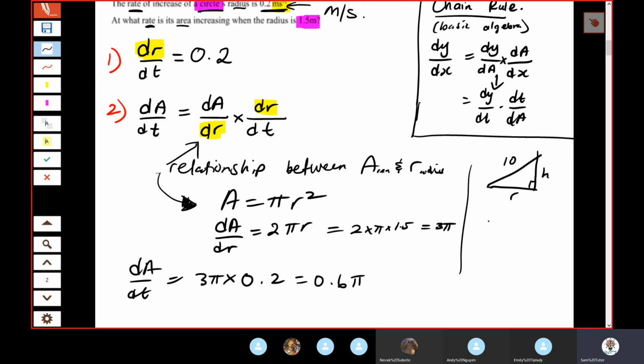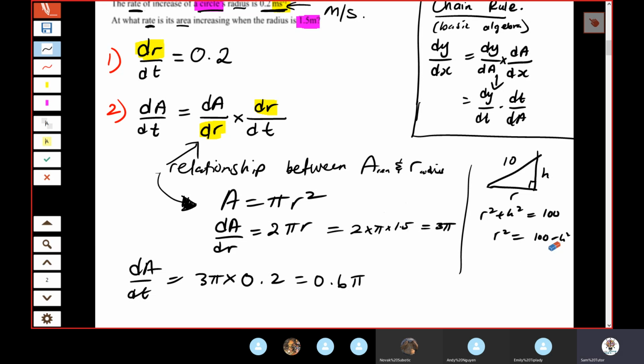Pythagoras. Yeah, and that would be a relationship between R and H. So now you know that R squared equals 100 minus H squared. R equals plus or minus the root, but you know it can't be negative because radius can't be negative. And then you just found a relation between the radius and height of a cylinder, let's say.